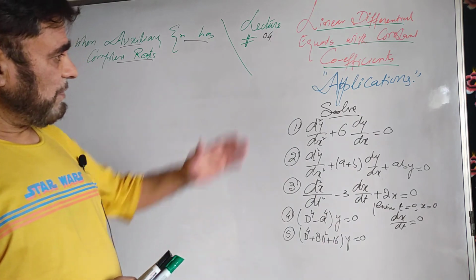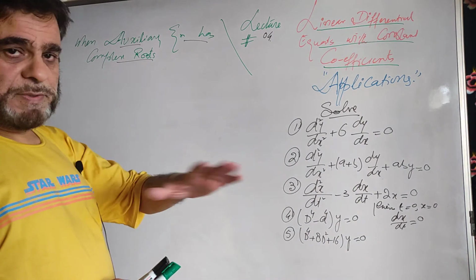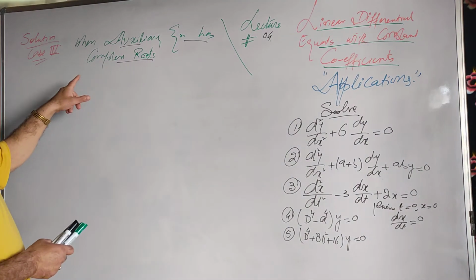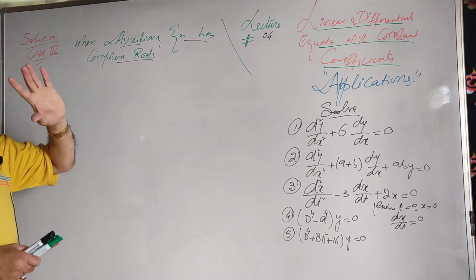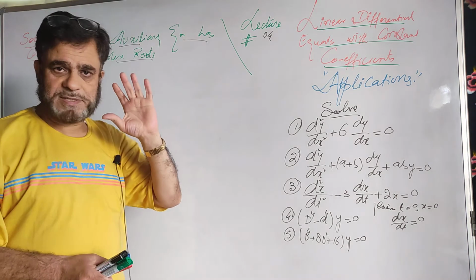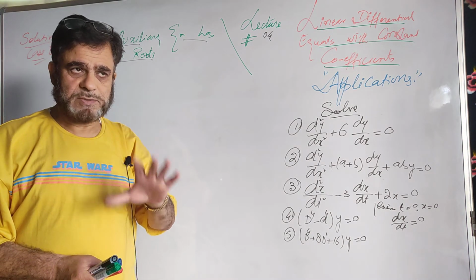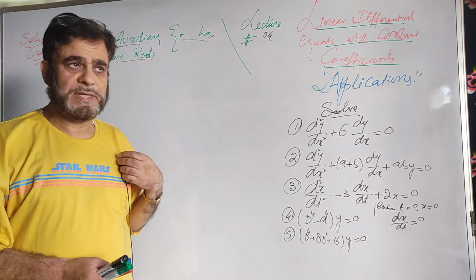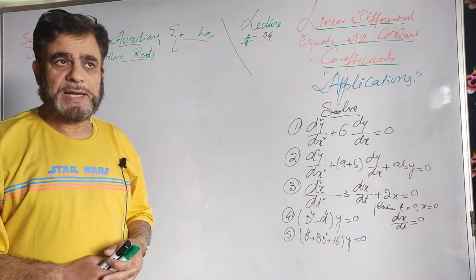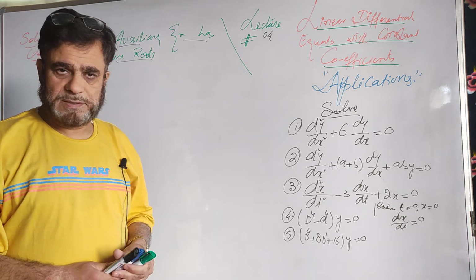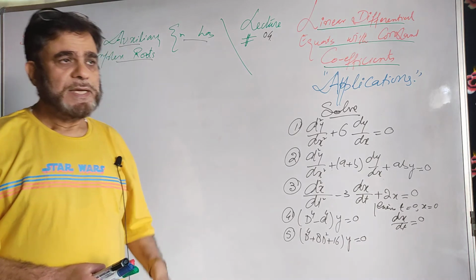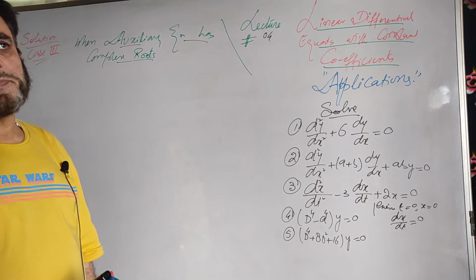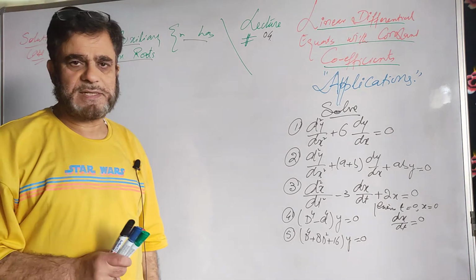Now we will be doing some applications today, but before that we have not yet discussed the solution cases. Solution case 1 we have discussed, and solution case 2 we have discussed. In case 1, the auxiliary equation has roots which are real and different. The second case is when the auxiliary equation has real roots but some of them are repeated. That was case 2.